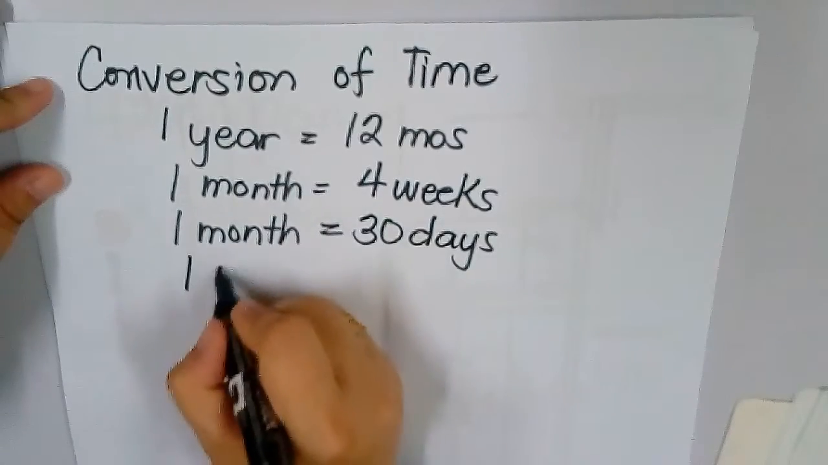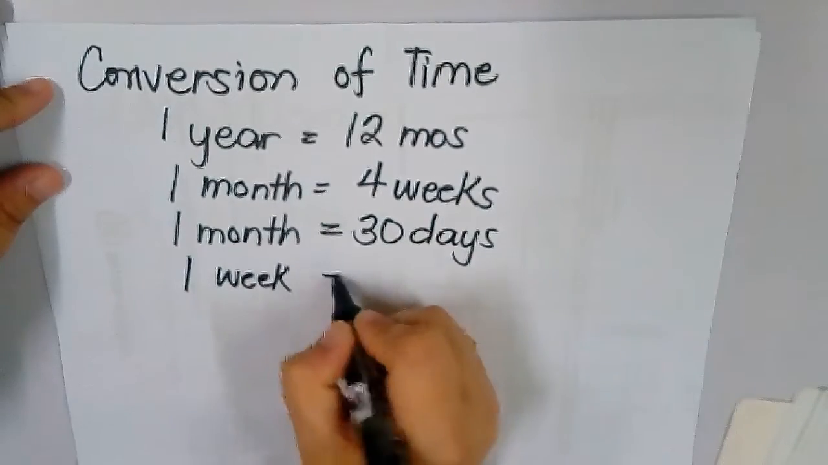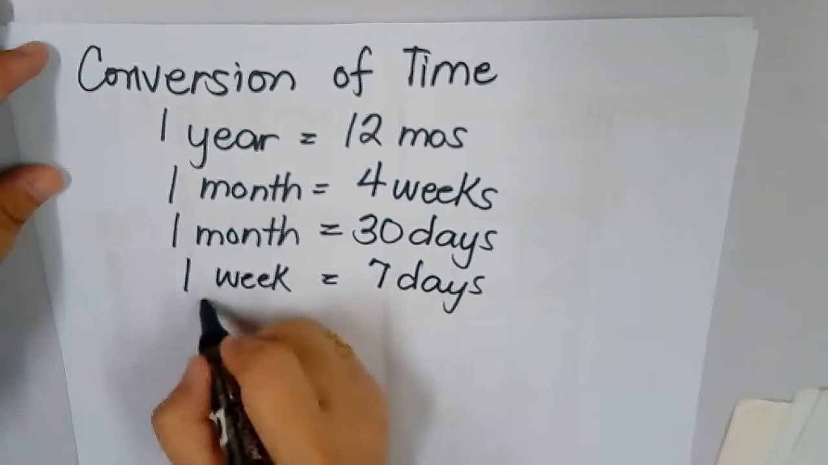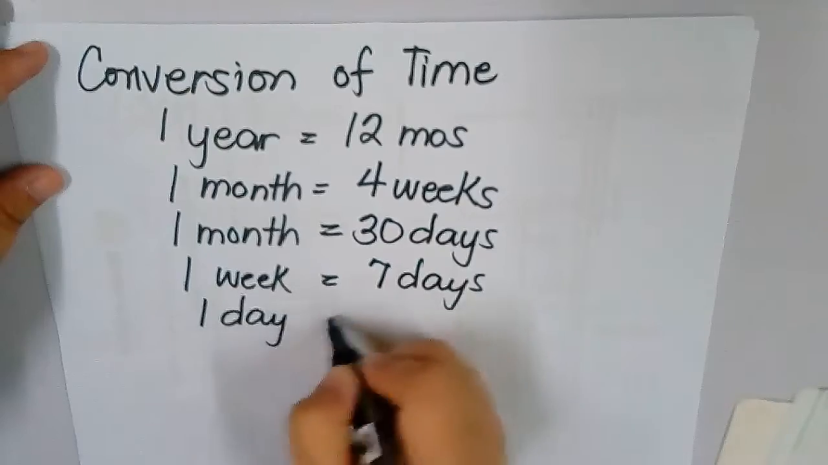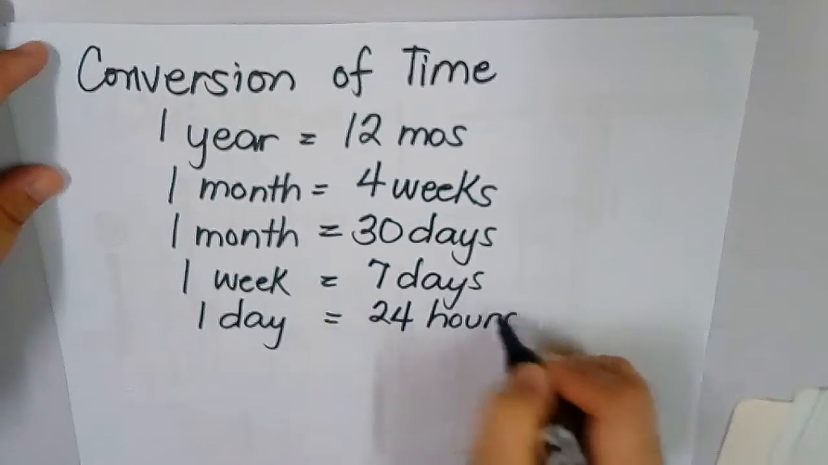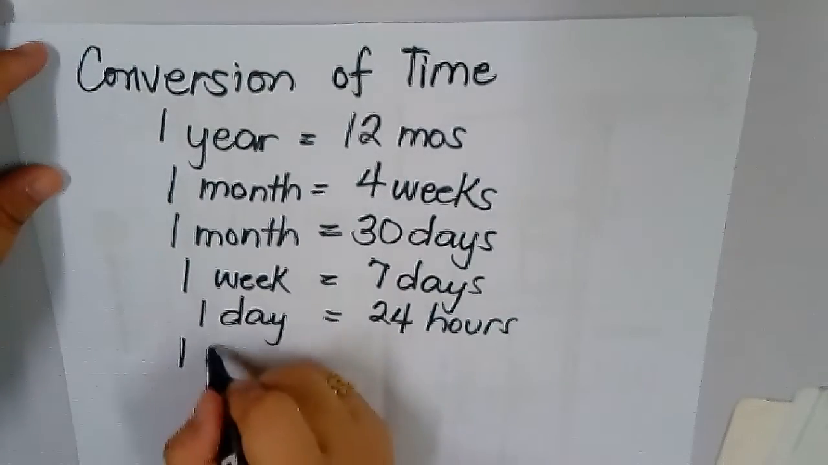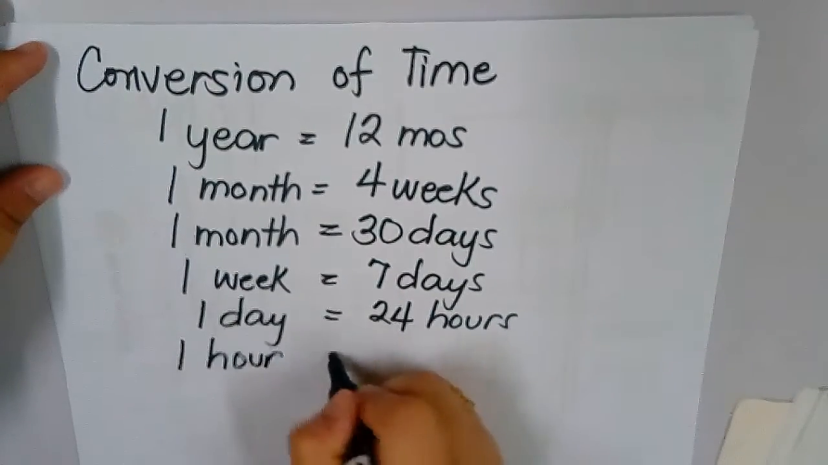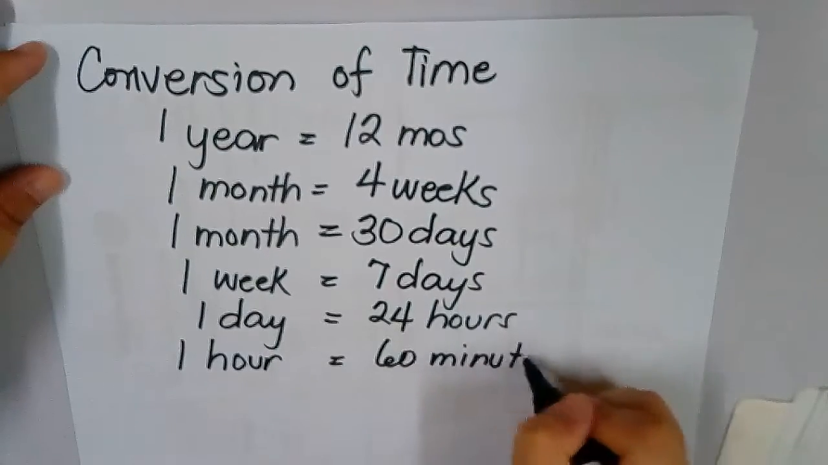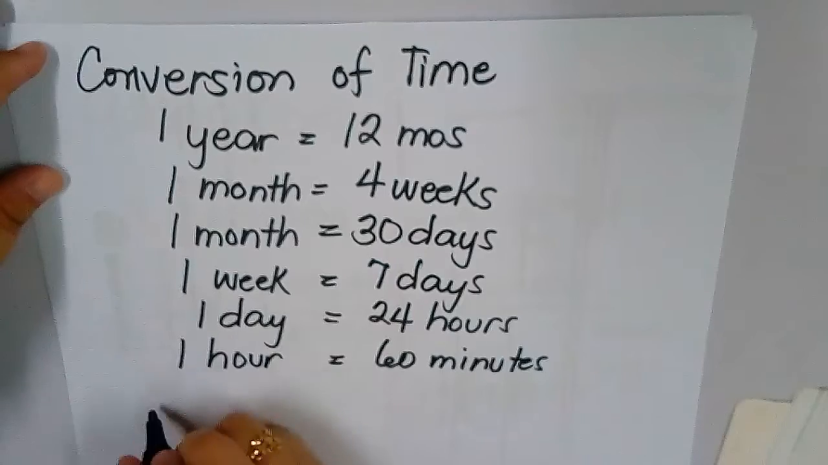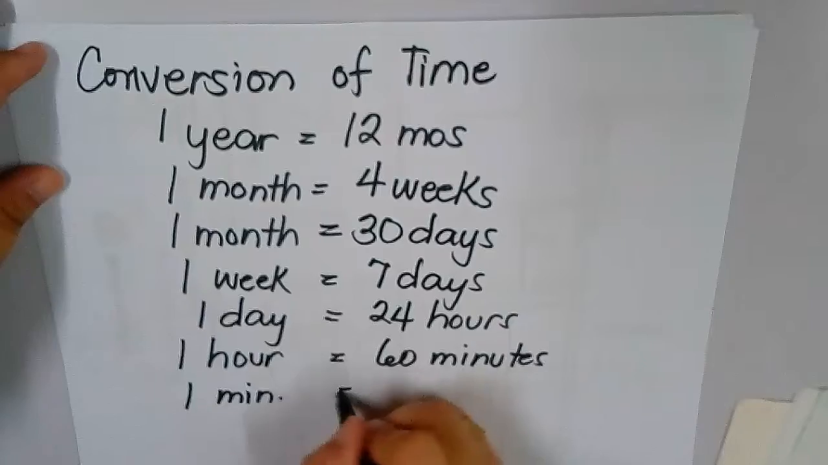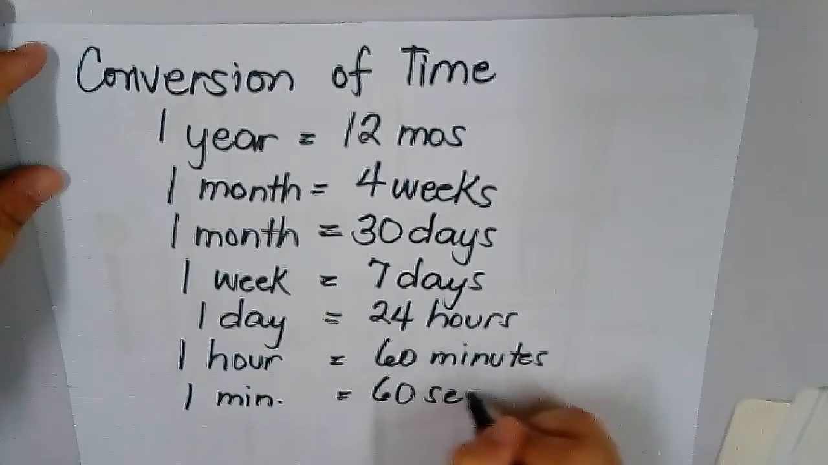Okay. Sa isang week, we have 7 days. Sa isang araw, 1 day, we have 24 hours. Okay. Sa 1 hour, we've got 60 minutes. Sa 1 minute, we have 60 seconds.